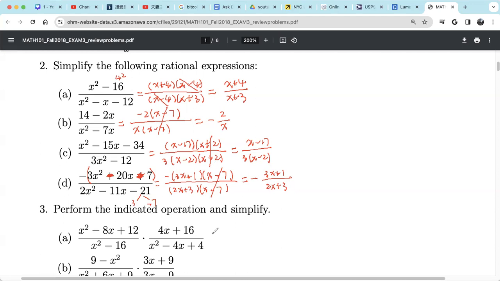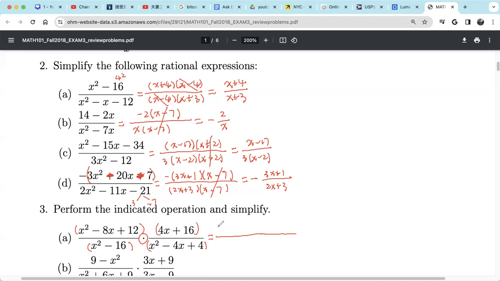All right, next we want to perform the operation. In this case, the operation is multiplication. So we want to put everything in factored form again, because only in factored form can we cancel the common factors of numerator and denominator. Because this is multiplication, I just multiply numerator with numerator and denominator with denominator. I like to put the parentheses around and also put them in factored form.